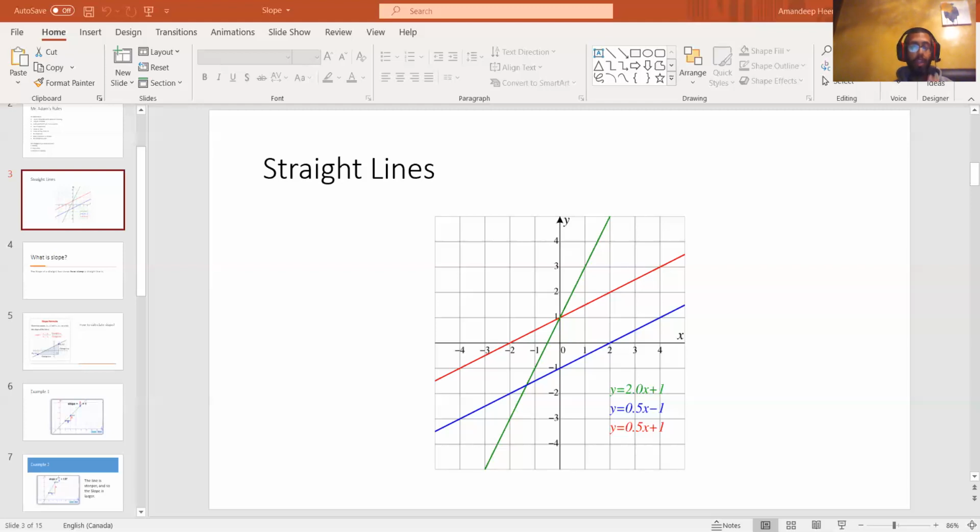The first thing you want to do when you have a problem like this is identify what is my first point and what is my second point. Remember, the first point is x1, y1, and the second point is x2, y2. So we have to decide which one is going to be our first point and which one is going to be our second point.